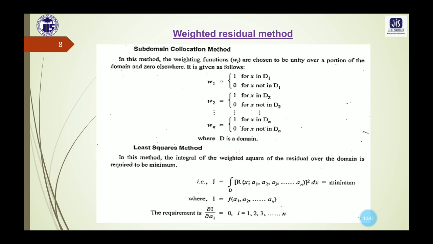Now in this method, the weighting functions wi are chosen to be unity over a portion of the domain and 0 elsewhere. So this wi can be written as w1 equals 1 for x in D1, and equals 0 for x not in D1. Then w2 equals 1 for x in D2, and equals 0 for x not in D2, and in a similar manner we can write up to wn.